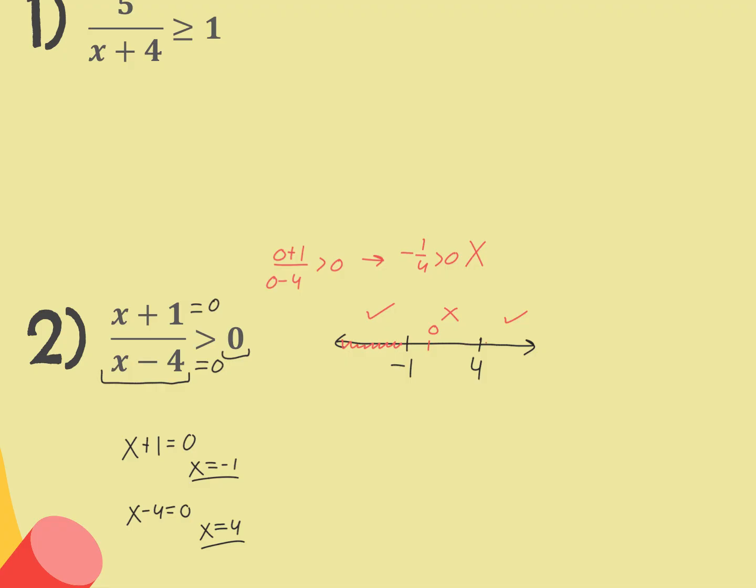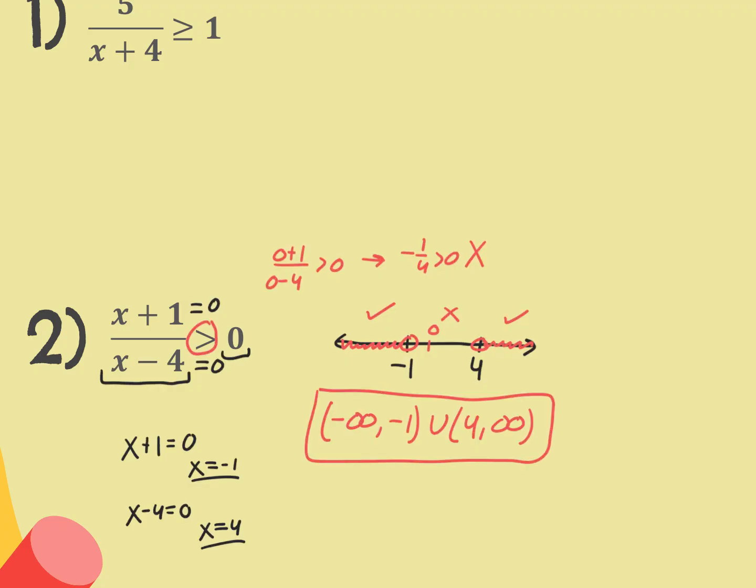So that's where I'm going to shade. Because this is a strict inequality, I'm going to have open circles. Then writing our answer in interval notation, it's going to be from negative infinity to negative 1 with a parenthesis, union from 4 to infinity. That's the essence of what we're doing in this lesson.